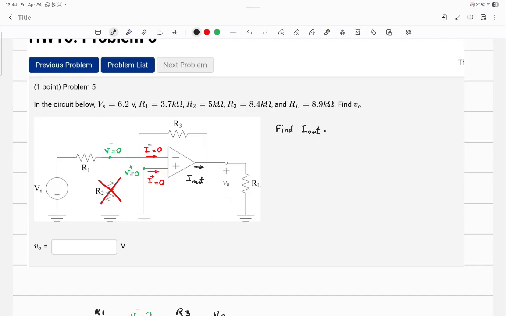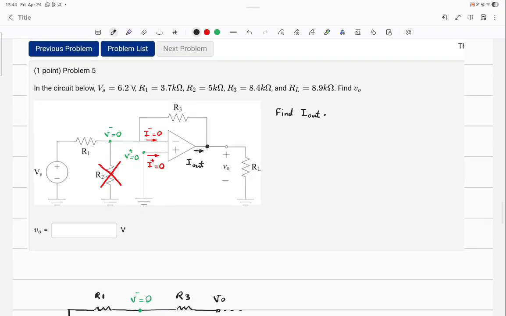Write a KCL at the output node. Write a KCL here. This is the output node, the black node. Okay? So KCL at VO. I out is equal to VO minus 0 divided by R3 plus VO divided by RL. You have all the values you can plug in and find it. Did that make sense?